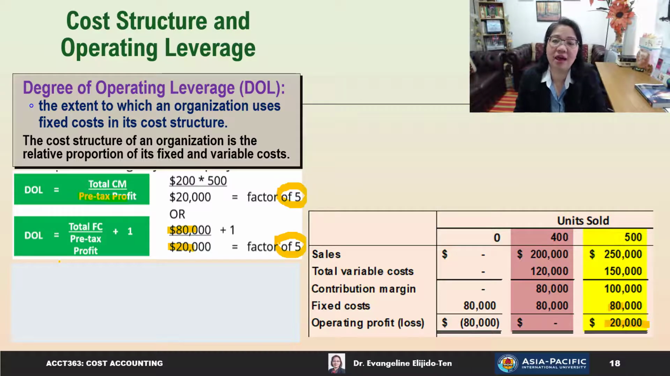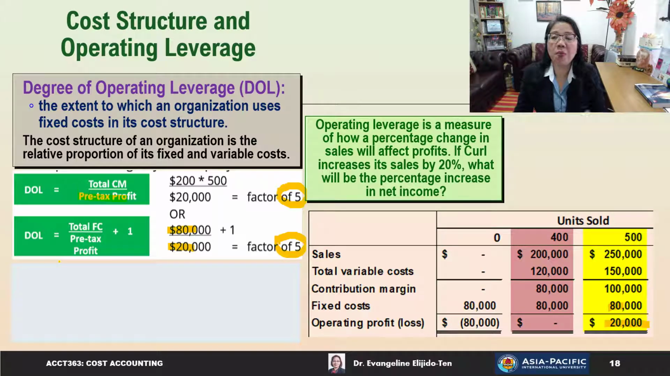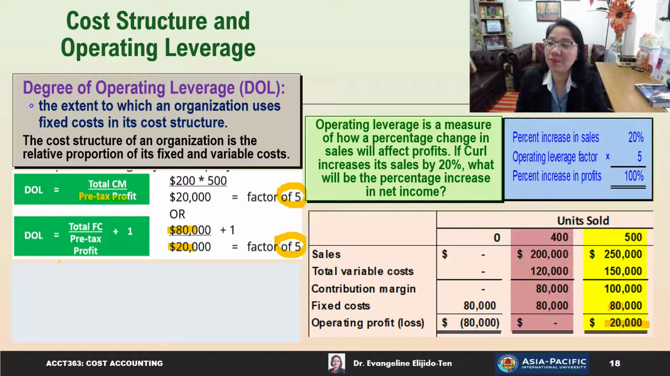What's the significance of having a DOL of 5? Well, the operating leverage is a measure of how a percentage change in sales will affect profits. So if, for example, Curl increases its sales by, say, 20%, what will be the percentage increase in the net income? So a 20% increase in sales will affect the profit by not 20% increase, but I tell you what, it's 100%. How did that happen? So the percentage increase in sales of 20% will be magnified by the DOL, and the DOL is 5 as we have calculated, right? So the operating leverage is 5, so 20% times 5, percentage increase in profit will actually be 100%. That's good, isn't it?